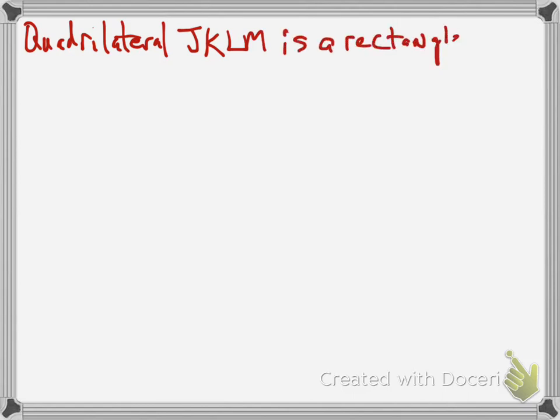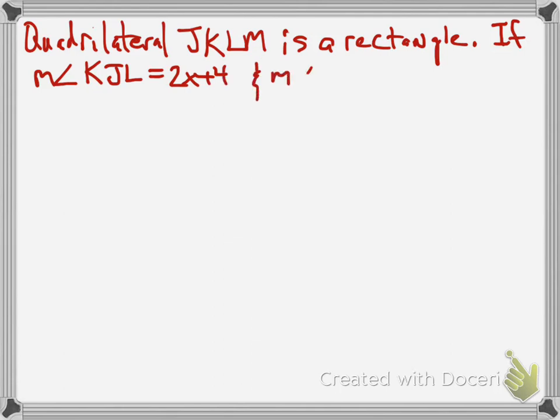So here we're going to have a quadrilateral. Let's say I don't give you the drawing. Let's just say quadrilateral JKLM is a rectangle. See, I'm telling you it's a rectangle. And then if the measure of angle KJL is equal to 2x plus 4, and the measure of angle JLK is equal to 7x plus 5, find x.